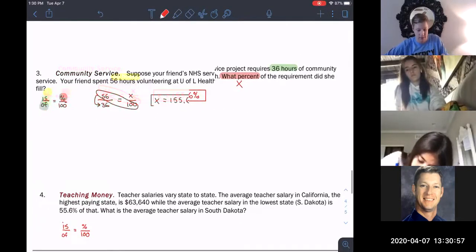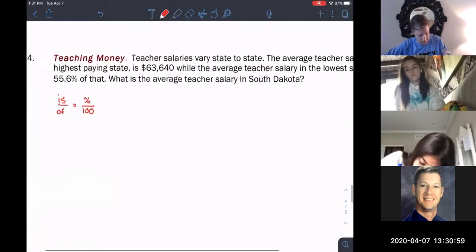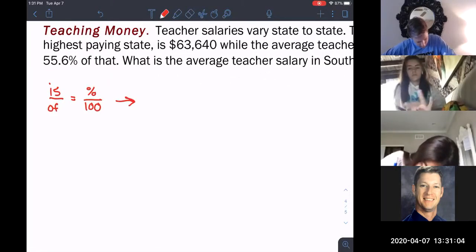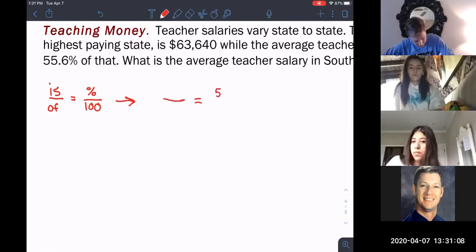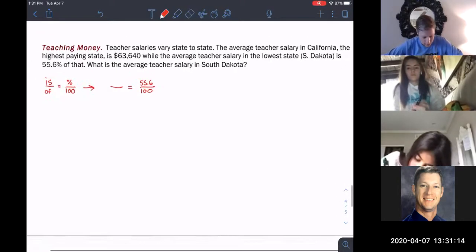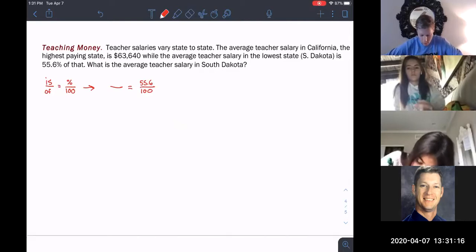It says "what percent," so that indicates it. So when we fill in our proportion, the first thing we're going to put is 55.6 out of 100. All right, so the percent is the easiest one to find. Now, of the other two values we're looking for, which one's going to be our variable?